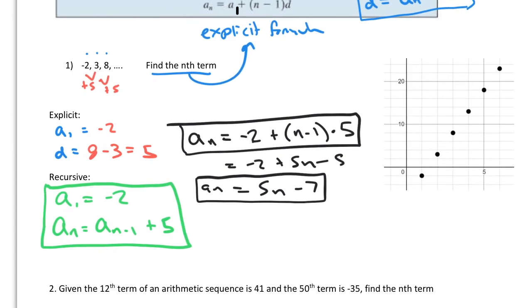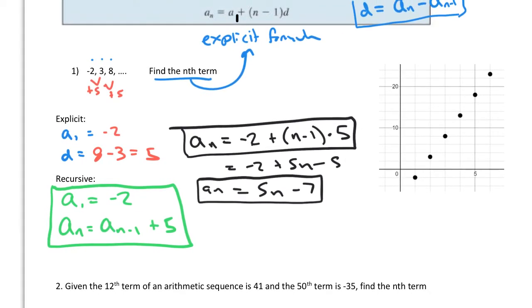Off to the side here, I just have a little graph to show us what a graph of this looks like, where I have the n-axis and the a sub n axis, essentially.